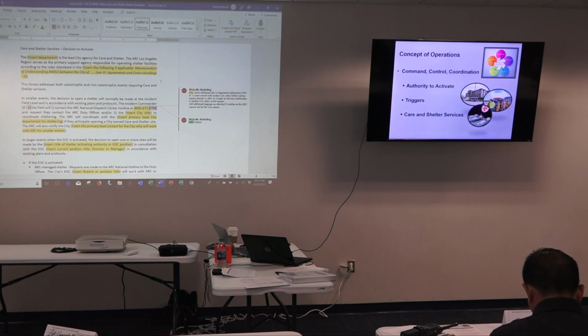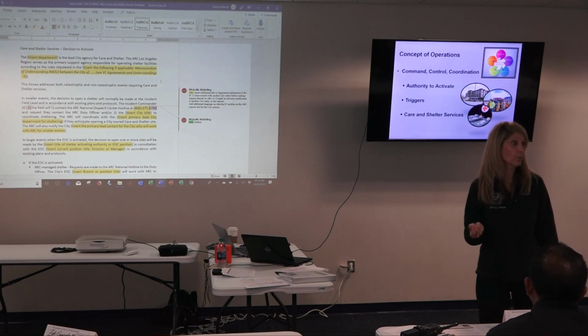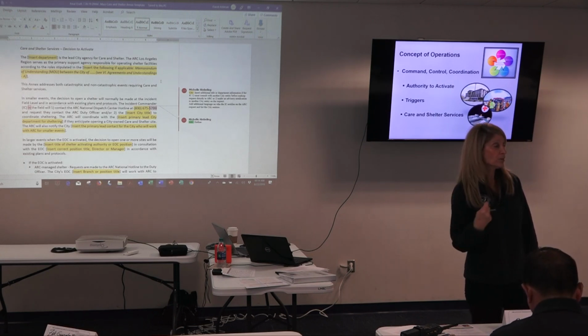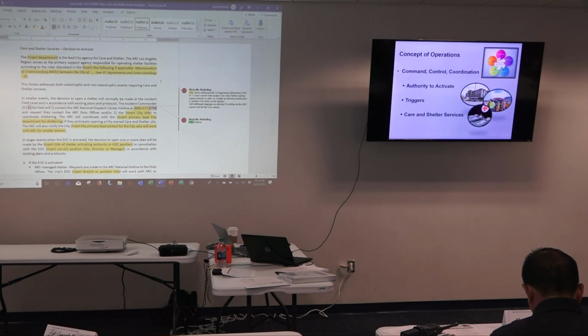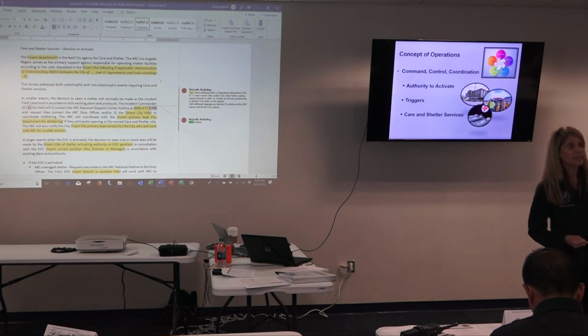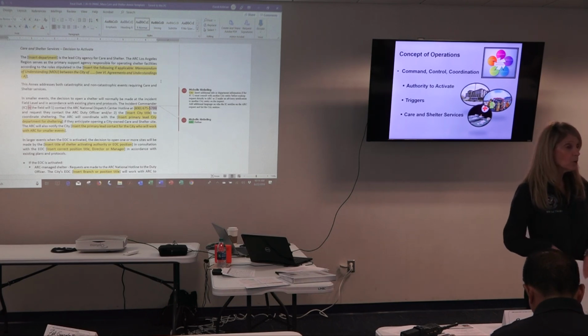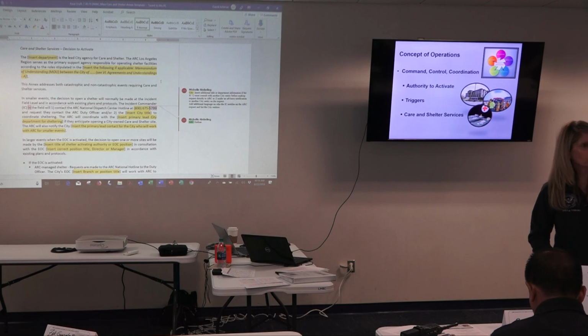Or maybe they're going to call a department operations center, if your jurisdiction or departments have one. For example, in the city of LA, our Rec and Parks has a department operations center. So the field command will definitely call the Rec and Parks DOC when they decide to activate a shelter. If the EOC is activated, then they might call the EOC.